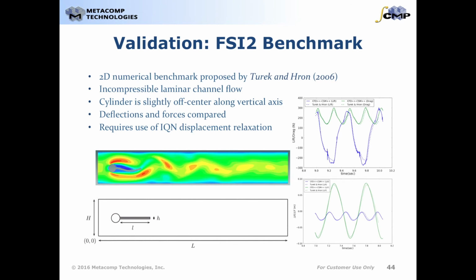An animation showing the time history of the oscillating elastic bar is presented here. The quantities for comparison include the lift and drag forces exerted on the cylinder and bar assembly, as well as the deflections at the tip. From these results provided, it is clear that CFD++ and CSM++, together with MetaFSI, are able to match results by Turek and Hron. It's worth noting that this FSI analysis requires the use of the iterative quasi-Newton or IQN displacement relaxation to yield an accurate solution.